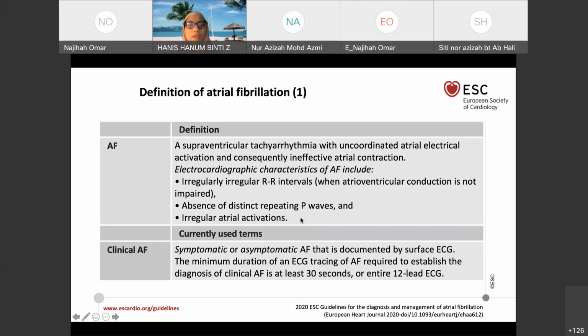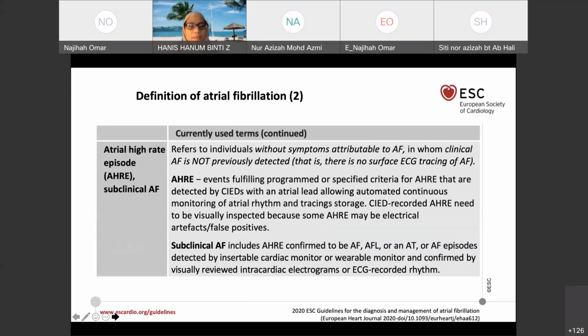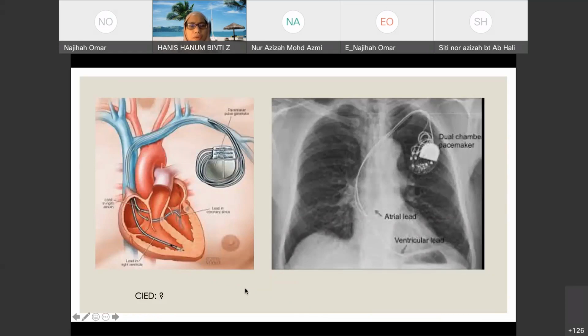Like this, they look at the ECG: there's an irregular RR interval, no P wave. So these abnormalities have to happen for at least 30 seconds on the ECG tracing. Okay, these are some of the definitions, you can have a look.